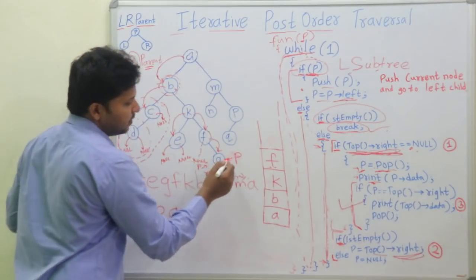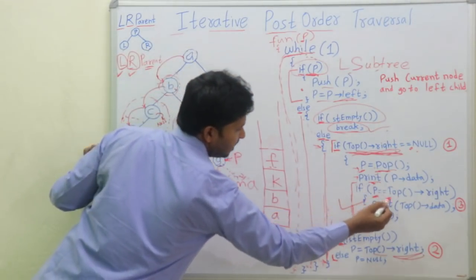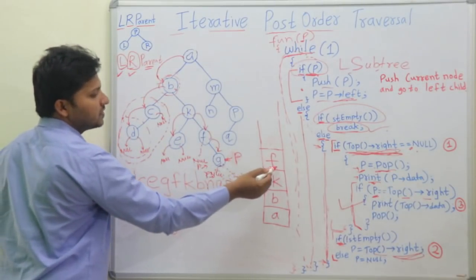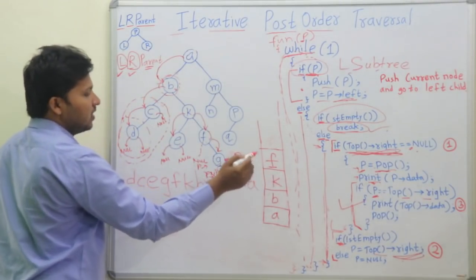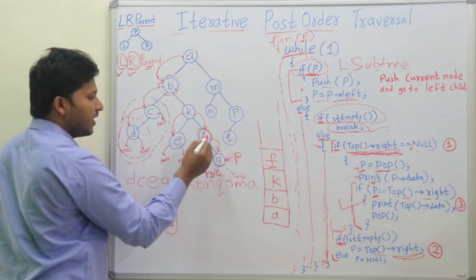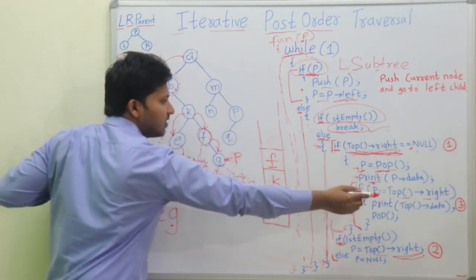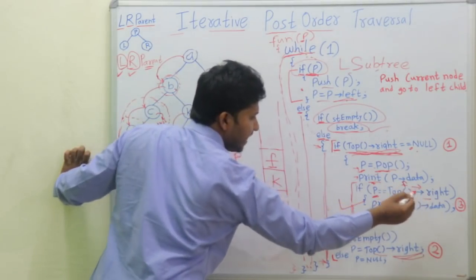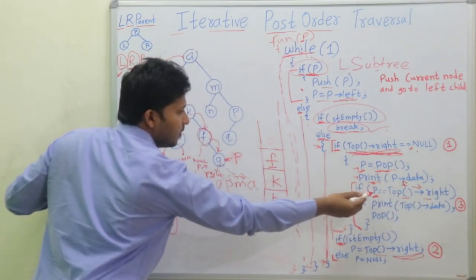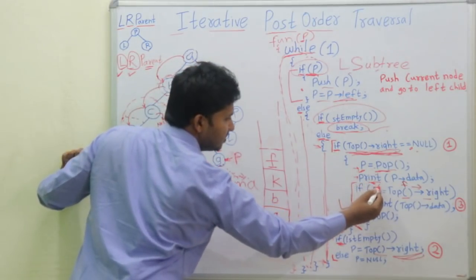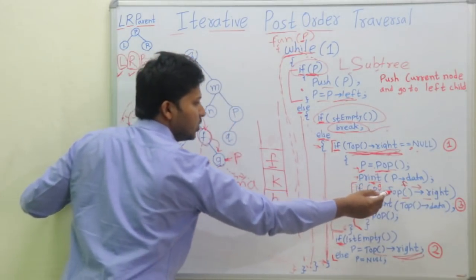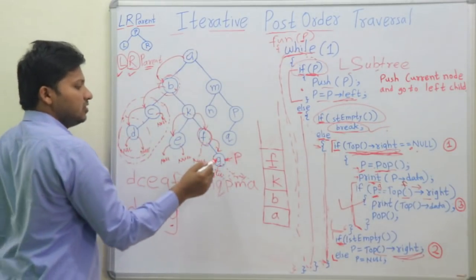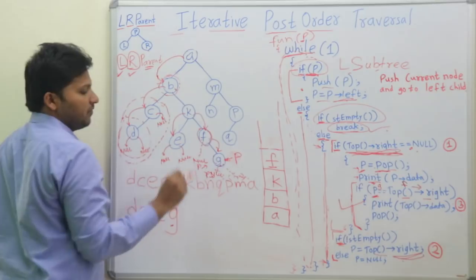So see, as P points to G, check whether P equal to top points right. So what is the top node of stack? That node is F. So the top node of stack is F, and we are checking whether the right child of F, see, whether the right child of F is P, means P is now G. So whether G is equal to right child of F. Yes, G is the right child of F.